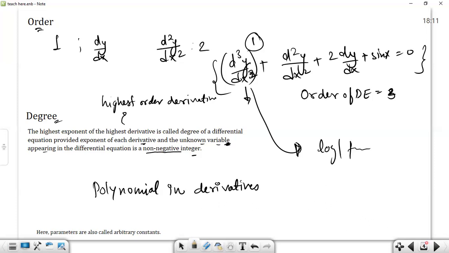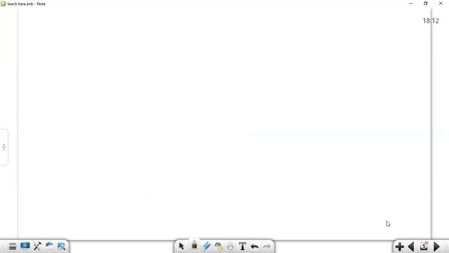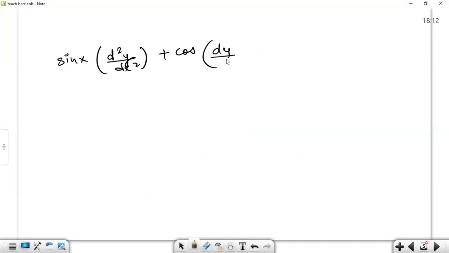Let's take an example where the differential equation's derivatives are having radicals. Like for example, sine of x d square y by dx square plus cos of (dy by dx) square equals 3. So if this is a differential equation, we can see that it is having derivatives, yes, but they are attached to radicals, like trigonometric functions.